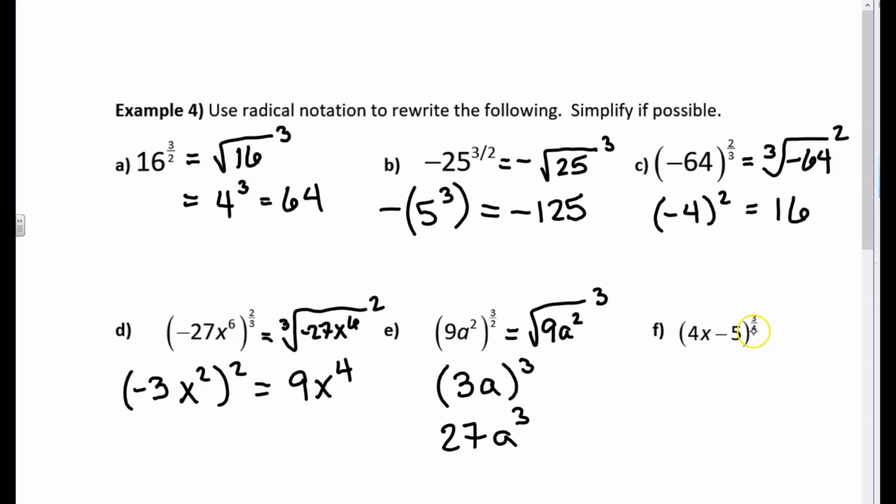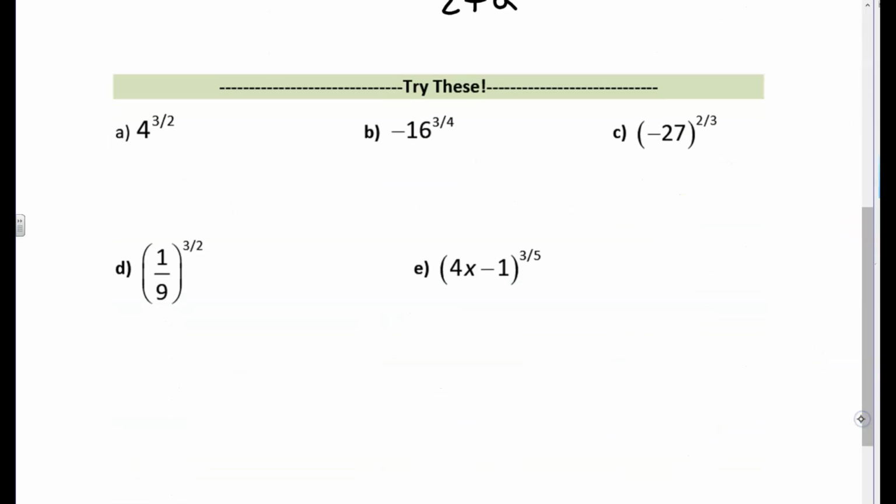And here we have a 4th power. This will not be able to simplify more than a rewrite. My denominator is a 4, so I do the 4th root of 4x minus 5, and then all of that's going to be cubed. All right, so I want you guys now to do these 5 on your own.